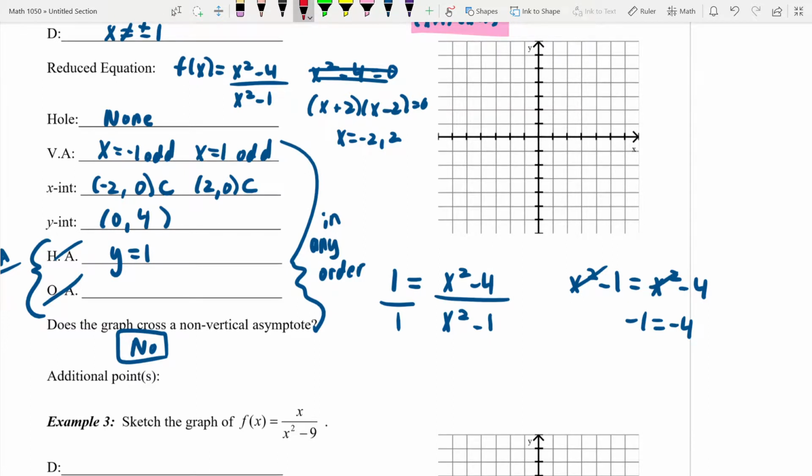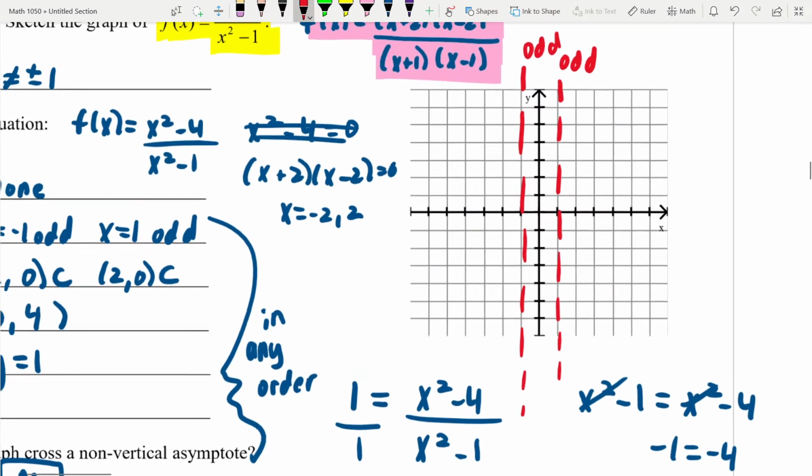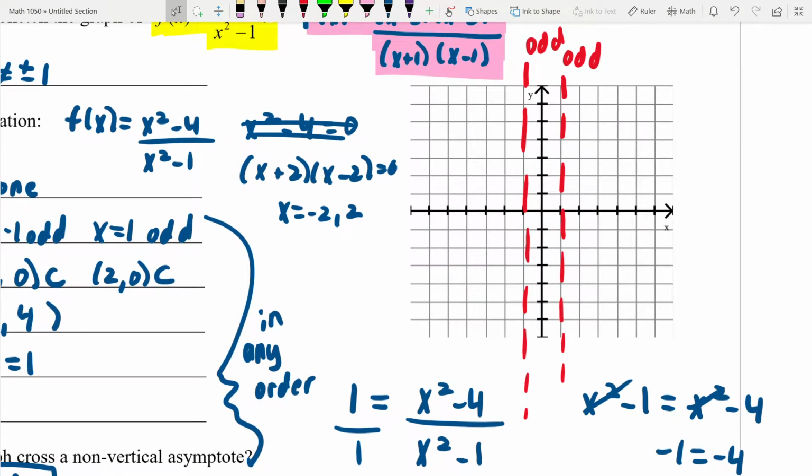You have a vertical asymptote at x equals 1. Dash it, make it really long, and at the top put odd. You have one at 1, and you have one at negative 1. Dash them, put odd on the top of each of them. Okay, I want you to freeze right there. Please answer this question so I can see if you understand. How many pieces will I have to my graph? Tell me. 3. You guys are so awesome.